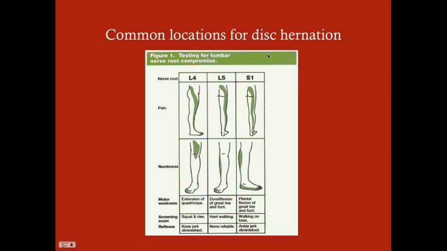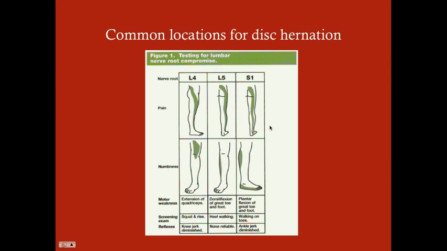With the S1 impingement, you're going to have roughly the same distribution of pain, but you're going to have numbness at your foot, and that's not seen in any of the other ones. So S1, you have numbness at the foot. You also have motor weakness of plantar flexion, which would be tippy toes. So these patients would have difficulty walking on their toes. That makes sense. And the reflex that would be diminished here would be the ankle jerk reflex.